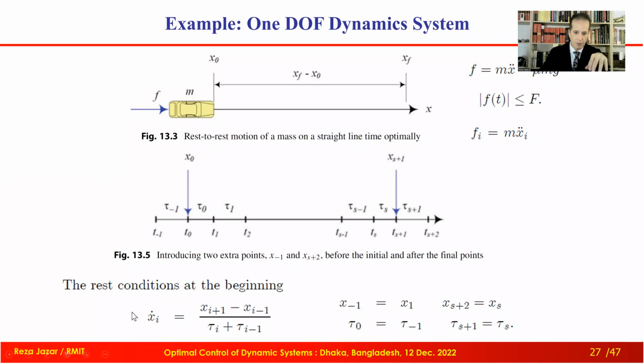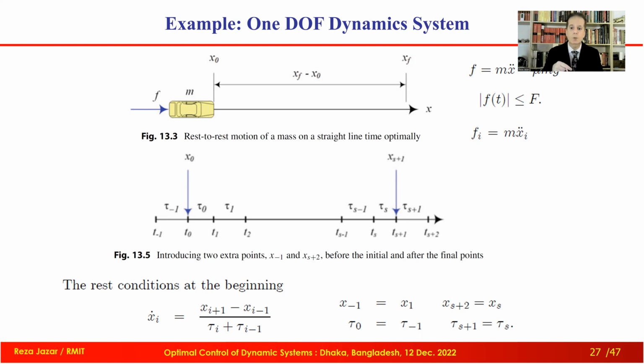Now look at the bottom, look at the x dot equation. The problem was supposed to be rest to rest. If it is rest to rest, velocity at t0 must be 0. So velocity at t0 must be 0 means the numerator of this equation must be 0. It means x1 and x minus 1 must be equal. Imaginary equal, because there is no x minus 1. Just the value must be equal to that. So we found a value for x minus 1.